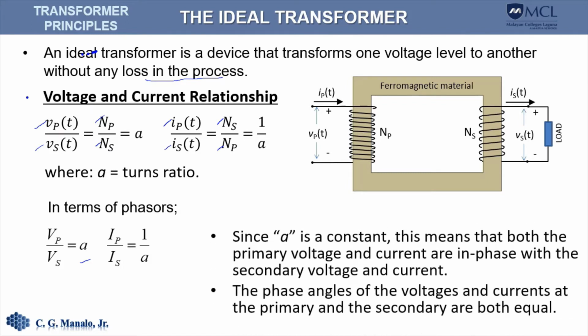Take note that A here is a constant, so that means that in an ideal transformer, the primary voltage and the secondary voltage are in phase, and the primary current and the secondary current are also in phase. That would also mean that the phase angles of the primary and the secondary voltages must be the same, and the phase angles of the currents in the primary and secondary are also the same.